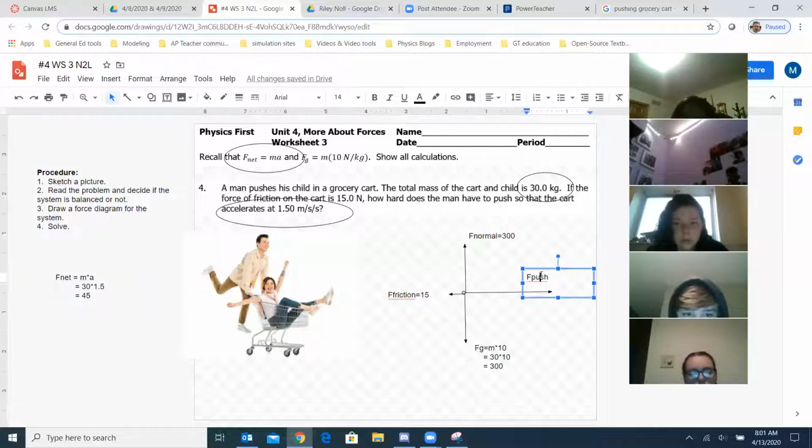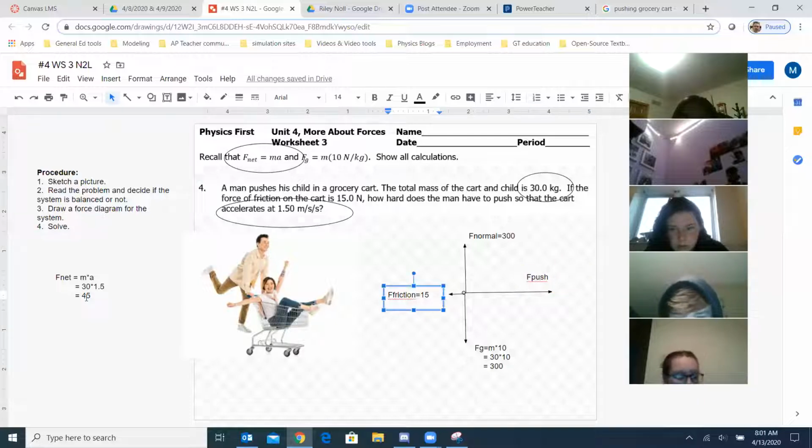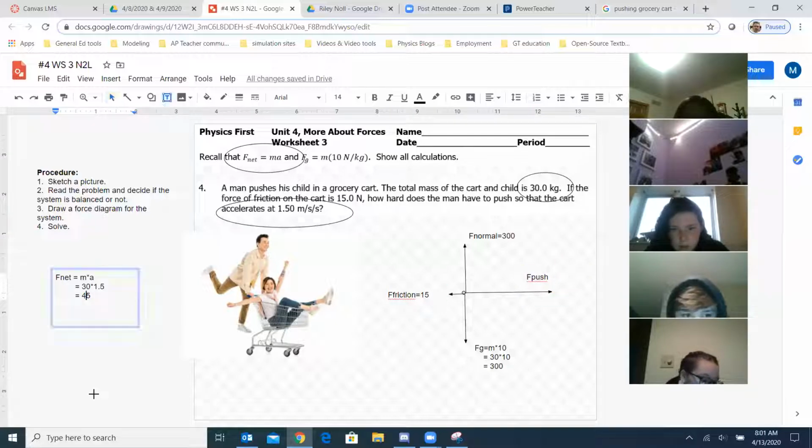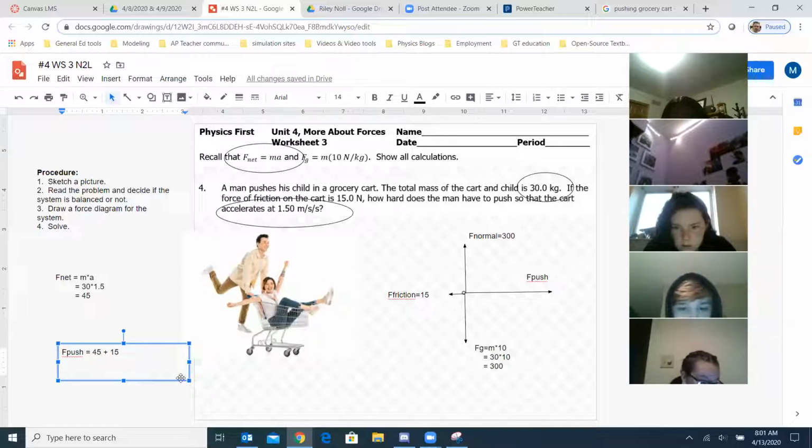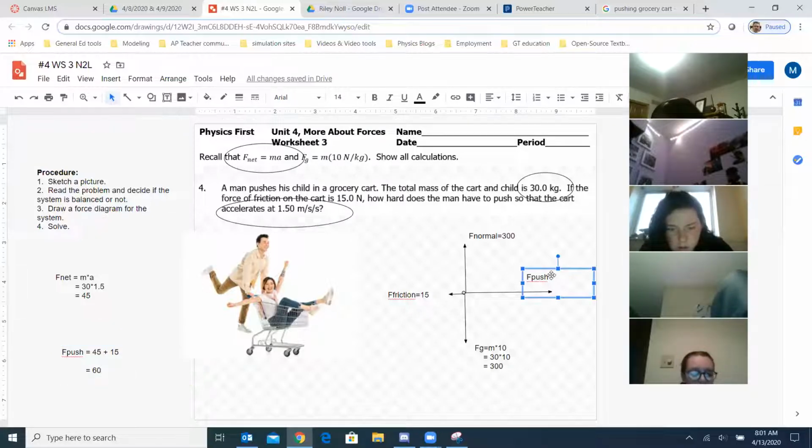So if I want to figure out how big the push is, it's going to be 15, the friction, plus the 45. So the push force from the guy, the dad, is equal to the 45 that we just calculated plus that friction force, 15. So can you guys get out a calculator and figure out what that is for me? 45 plus 15? 60. That's 60. Yeah, 60. Thank you. That's the answer there.